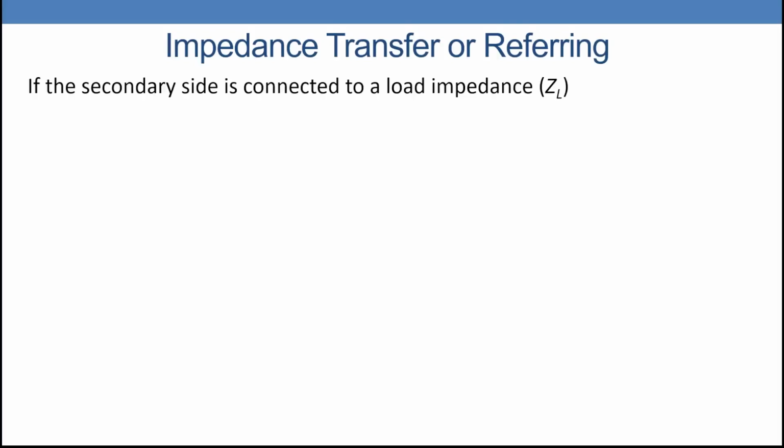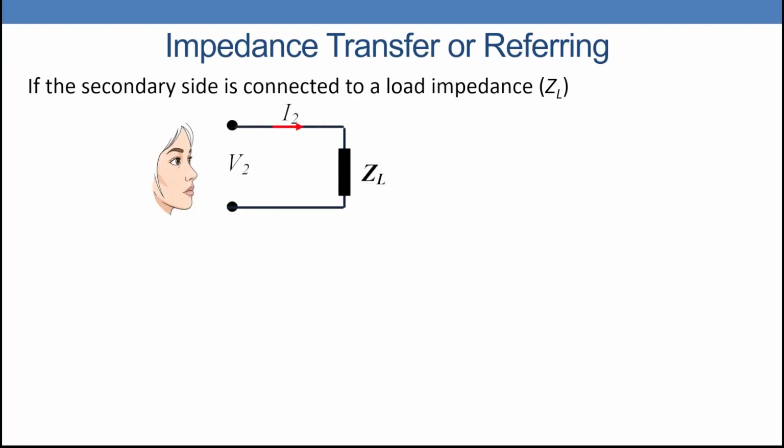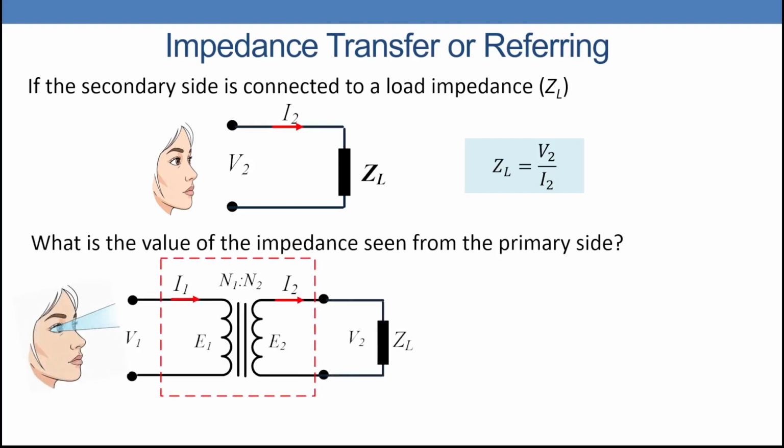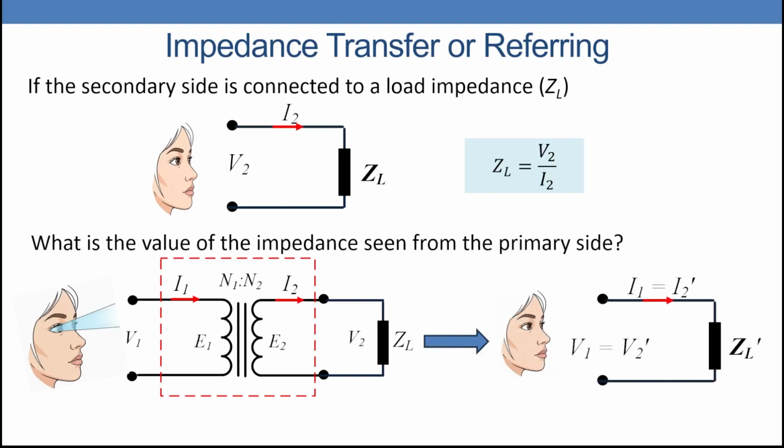So now after we have the information about the ideal transformer, we need to start the analysis. If the secondary side is connected to a load impedance Z load, like this circuit, what would be the relation between the voltage and current? We can say directly Z load equals V2 over I2. That one is clear. But the question now, what is the value of this impedance seen from the primary side? If we would like to do the analysis in the primary side, what is the value of Z load in the primary side? What we are going to do is transfer this impedance to the primary side.